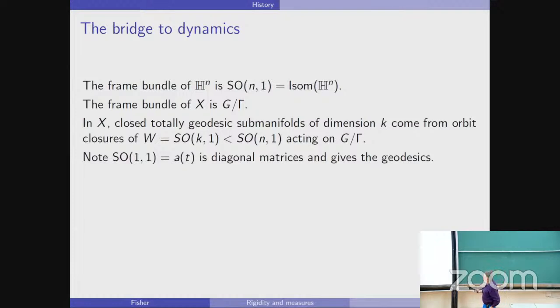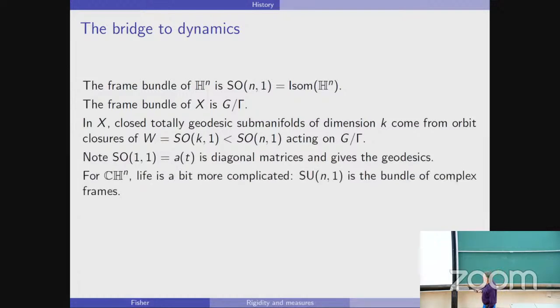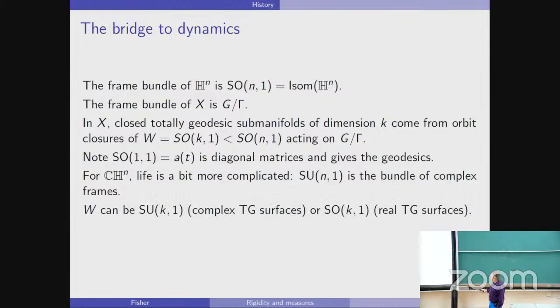And for complex hyperbolic space, life is a bit more complicated. I will say this very quickly. You end up with the group SU(n,1), which is the isometry group here. It's not the bundle of all frames, it's the bundle of complex frames. And there are two kinds of totally geodesic surfaces. So instead of just getting one family of groups that you have to study, you get two families of groups, but it's still a finite family of groups, and at the steps I'm going to talk about today, it's not very different. It's technically a little more complicated, but not very different. And you're really studying orbit closures of W on G mod gamma.